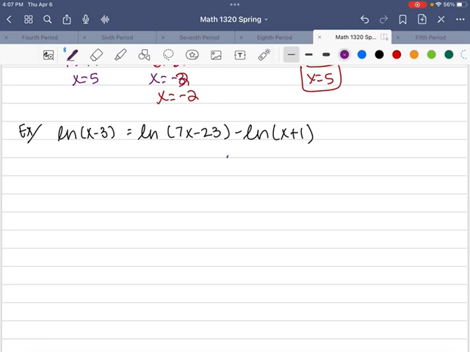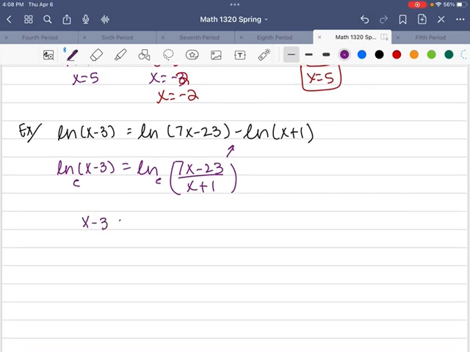The minus sign here tells us I can condense them to a division problem. So I get natural log of x minus 3 equals natural log of 7x minus 23 over x plus 1. And so I've condensed it here. And now since they both have a base e, I can set them equal to each other. I can set x minus 3 equal to 7x minus 23 over x plus 1.